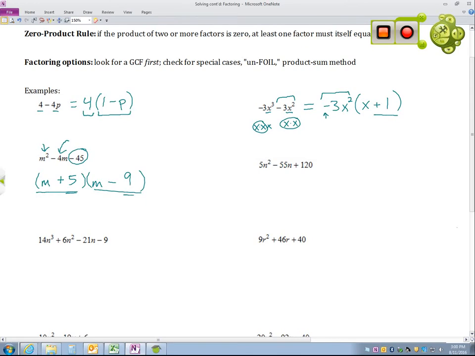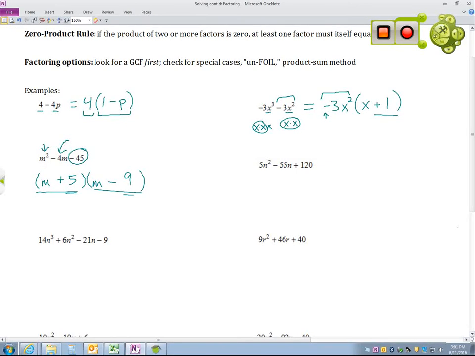I could write m minus 9 times m plus 5 as long as I don't have m minus 5 and m plus 9. I need to make sure the 5 is positive and the 9 is negative. Okay? Now here we're going to pause for a second and talk about the zero product rule that's mentioned up above. The zero product rule says if the product of two or more factors is 0, then at least one factor must itself equal 0.